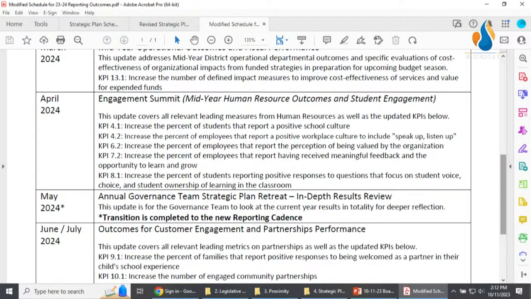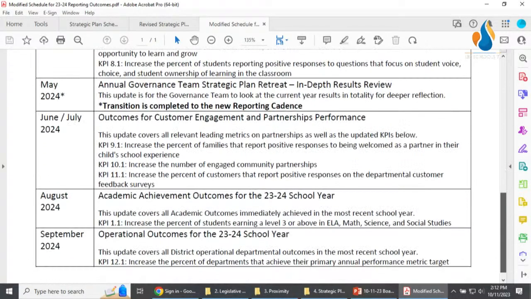So then in May, we land exactly where our typical annual year will come, which is the annual governance team strategic plan retreat, which we would like to make an annual activity, and now we can transition to the new cadence. Just for the sake of seeing how it's closed out, I included June, July, which is that customer engagement and partnerships, as well as in August, as I said, we're back on those 23-24 outcomes, and then the operational outcomes in September, and boom, we continue in that never-ending cycle.